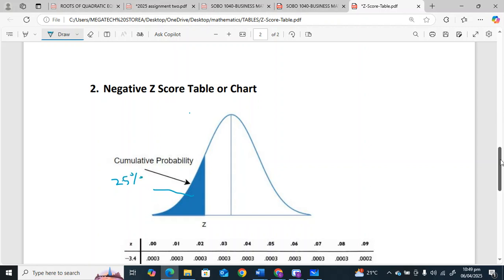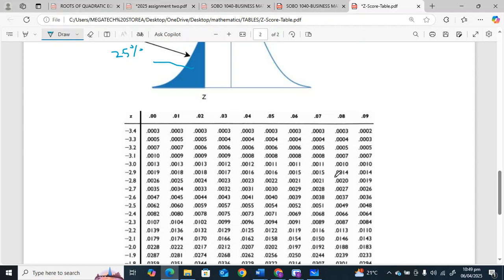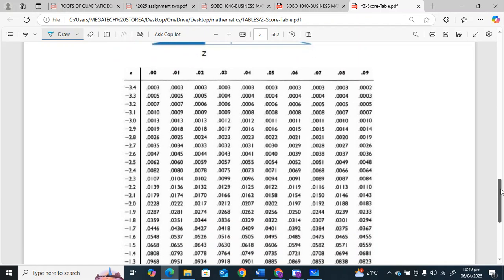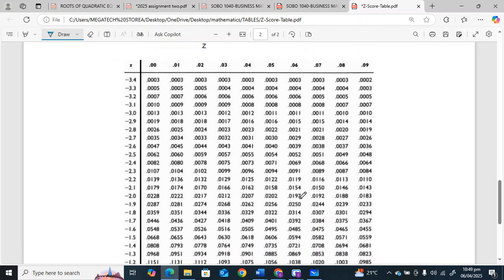So you can see here amongst these numbers, these are the percentages now in decimal form. So 2.5% is 0.025. Here, 0.025. And remember how we read these tables?